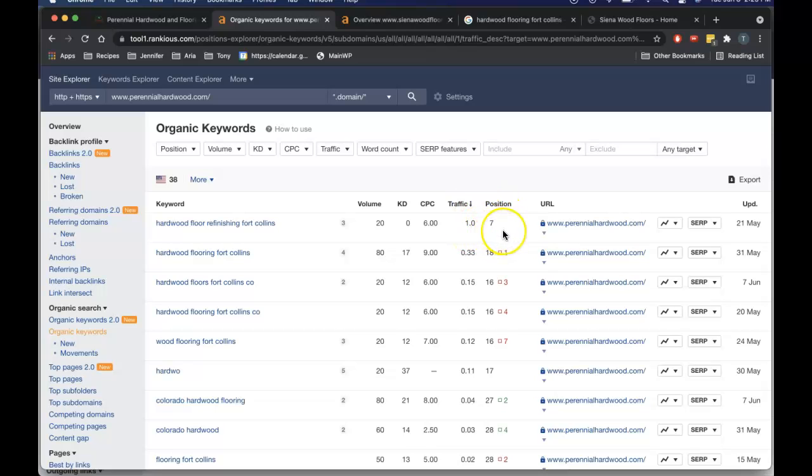You need to be at position 1 or 2 to get any tangible value out of being found for these keywords. Another big one is hardwood flooring Fort Collins, 80 searches a month. This KD is keyword difficulty. This one is super easy to rank for, 0 out of 100. This one is 17 out of 100, that's about medium. You're in position 18. You actually went down one since last month, which is getting you essentially no clicks, and so forth. Each of these are separate keywords that would provide you some value if you were up in the rankings, but you're not.